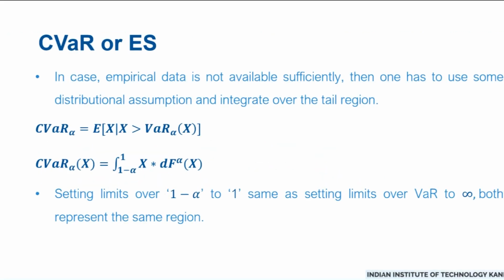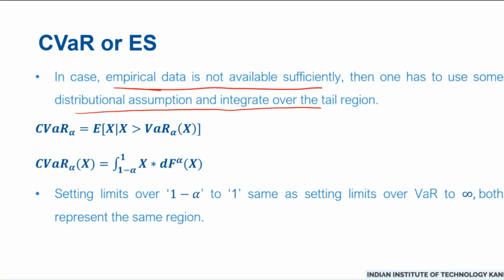In the previous videos, we have discussed the theoretical underpinnings and provided the basic understanding of the C-VaR or ES measure. Now, in this video, we'll concretize and reinforce those understandings with a mathematical formulation and a way to measure this conditional VaR or ES measure. Like VaR, there are two ways employed to compute ES. Either you can use empirical data, if sufficiently rich data is available, but if not, you can use some distributional assumption and integrate over the tail region.